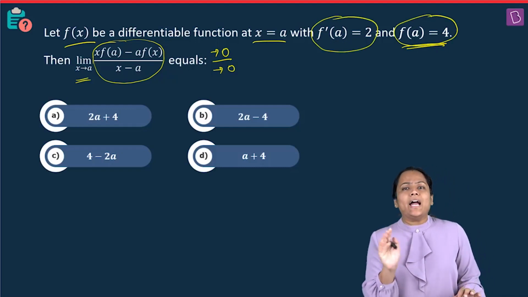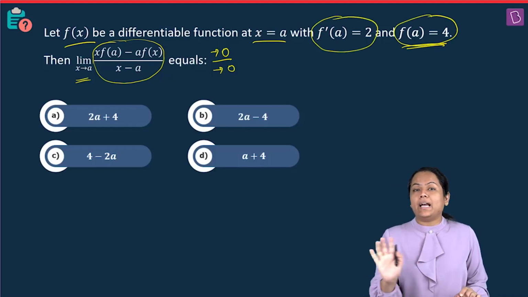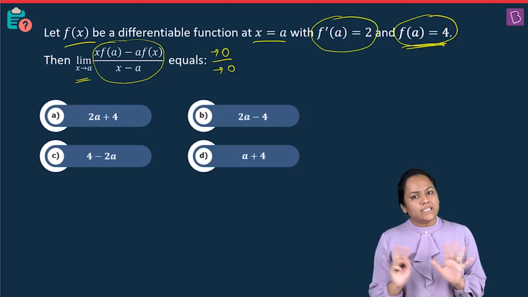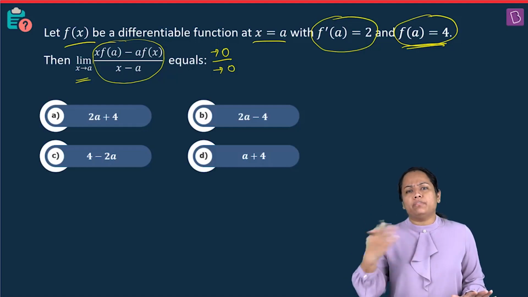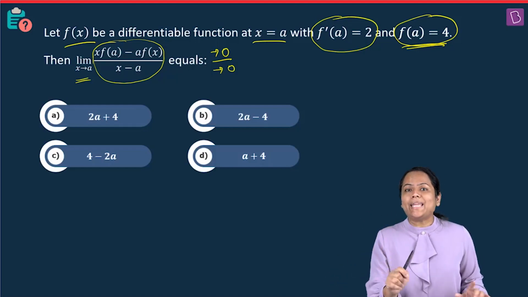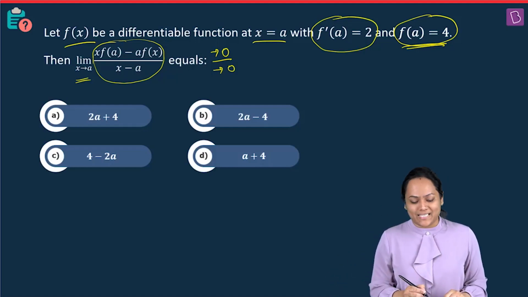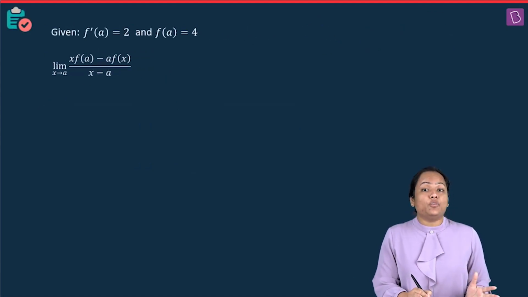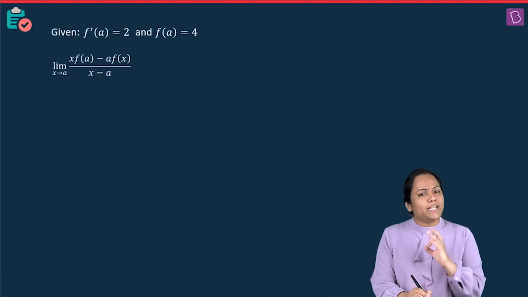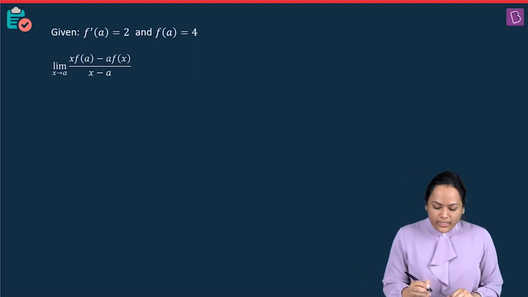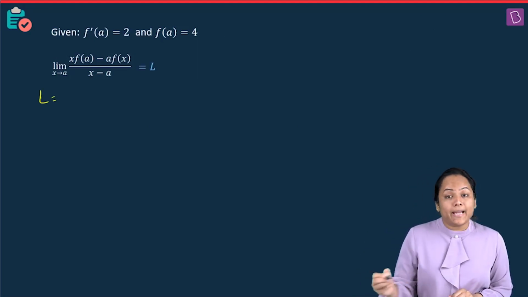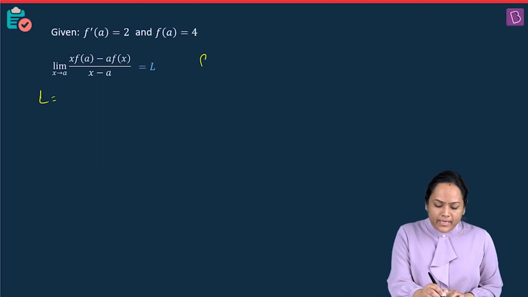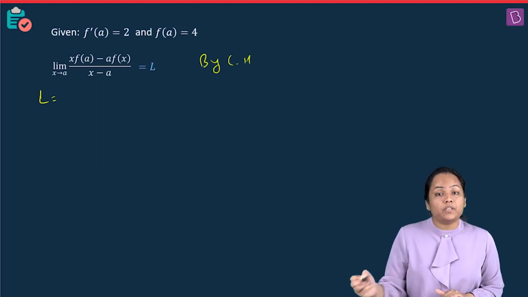To use the f'(a) information, definitely I have to differentiate, right? And for 0 by 0 form, when do we differentiate? When we apply L'Hopital's rule, that's correct. Since it's 0 by 0 form and the function is already differentiable, let's quickly apply the LH rule. So let me take this limit as equal to L. I hope you know what the LH rule is. What is the LH rule? L'Hopital's rule.